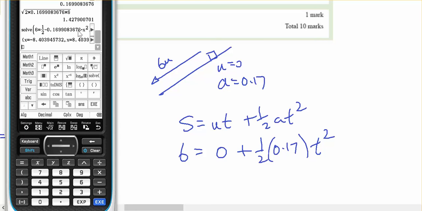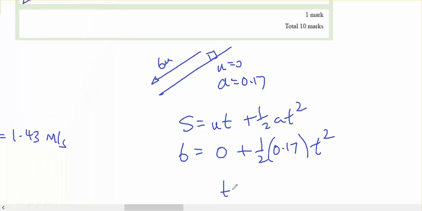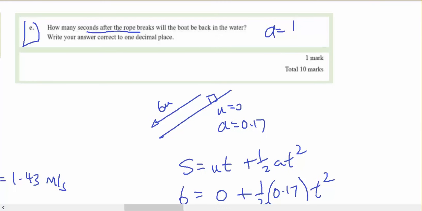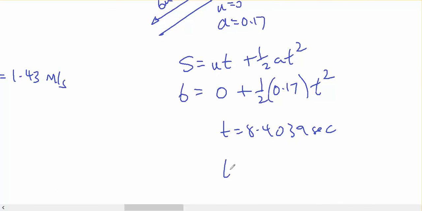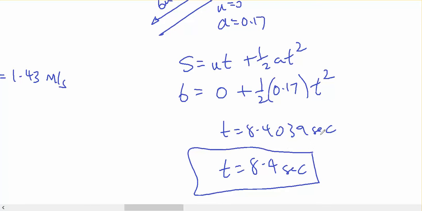So I'll put that on the calculator. I've used the longer version of acceleration, not the 0.17. Solve for T and I get 8.4039 seconds, which rounded to 1 decimal place gives an answer of 8.4 seconds when the boat will reach the water.